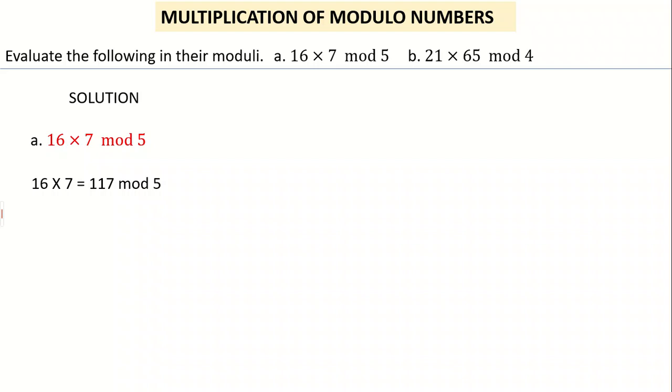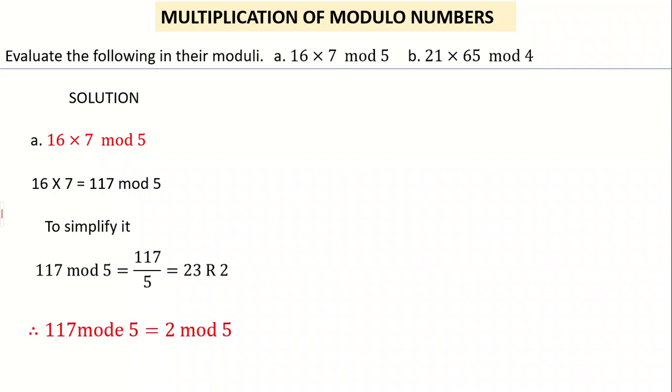So just multiply your 16 times 7, that will give you 112 mod 5. So again, you have to simplify this since the number you're working on is actually greater than the mod. Okay, so that becomes 112 divided by 5. That will give you 22 remainder 2. Okay, I mean 22 remainder 2. That becomes 2 mod 5.